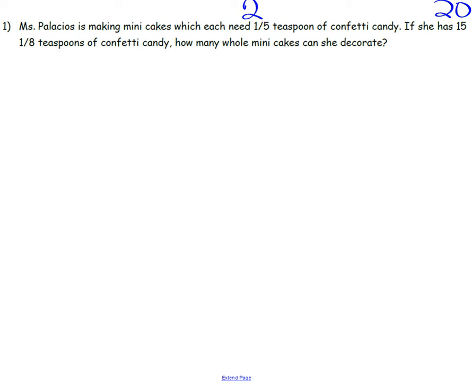Ten. Why would it be 10? Because 20 divided by 2 is 10. So what do you think we're going to have to do with 15 1/8 and 1/5? We're going to have to divide them. How do we know to divide it? Because you just said if it was 2 teaspoons each and you had 20 teaspoons, you could make 10 because you divided. 20 divided by 2 is 10. So all we're doing with these two numbers is dividing them. But how are you going to divide with fractions? That's what we're going to get to next.